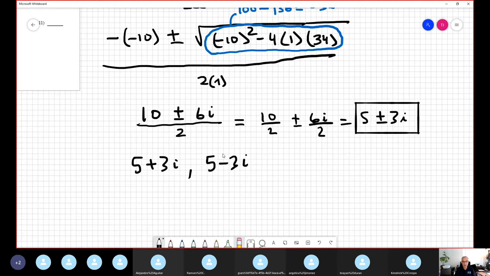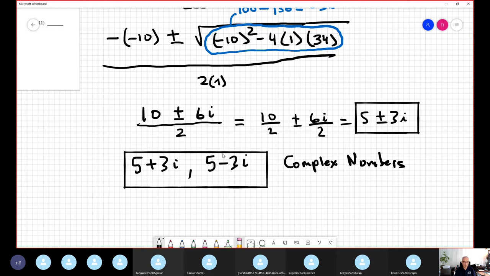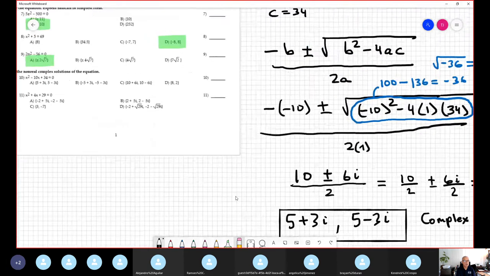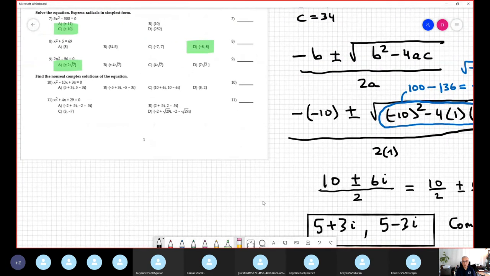And normally, when the solutions are complex, they come as a pair of conjugates. Conjugate means that the sign of the imaginary part is opposite, positive 3, negative 3. Okay, it's a complex number. We have two solutions. You can write them like that, separated by comma, or in this compact way, fantastic. 5 plus and minus 3i. Let me see.